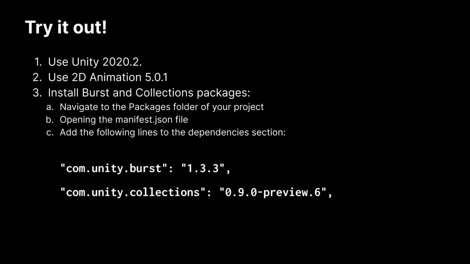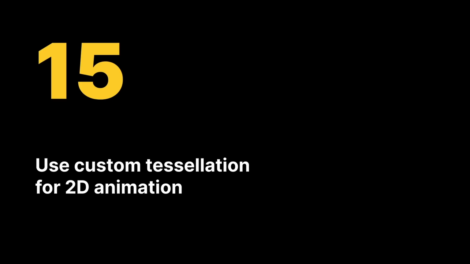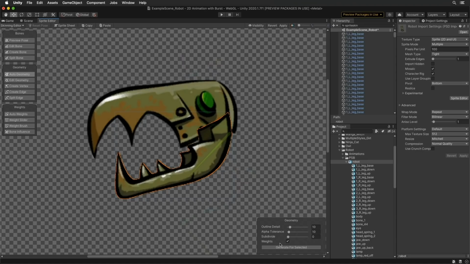Try it out yourself. Make sure you are using Unity 2020.2 as well as 2D Animation 5.0.1. Install the burst and collections packages by editing the manifest.json file in your project and add the following lines to the dependencies section. When preparing a sprite for rigging, you have complete control over the mesh. To get started quickly, the skinning editor provides an automatic tessellation option. However, you can customize this by using the mesh tools to add and remove vertices to craft the mesh that you need.